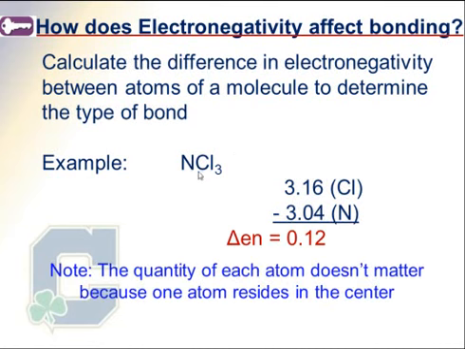Now it's important, since this is NCl3, to note that the subscript does not matter, because all we're really doing is comparing the pull of one Cl to one N. When you have multiple atoms that are bonding, they aren't pulling all together. They're each pulling individually on the element that they might be bonding with.